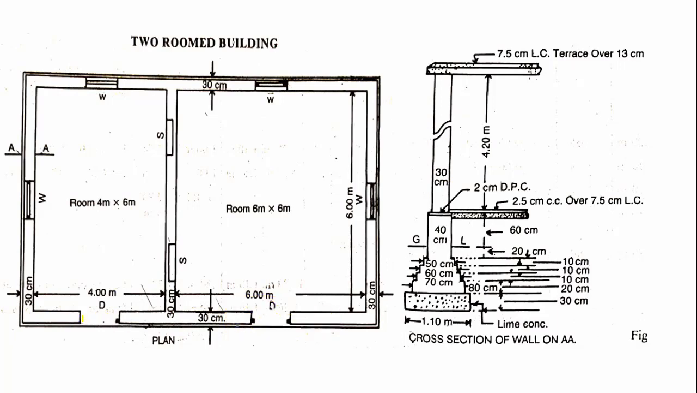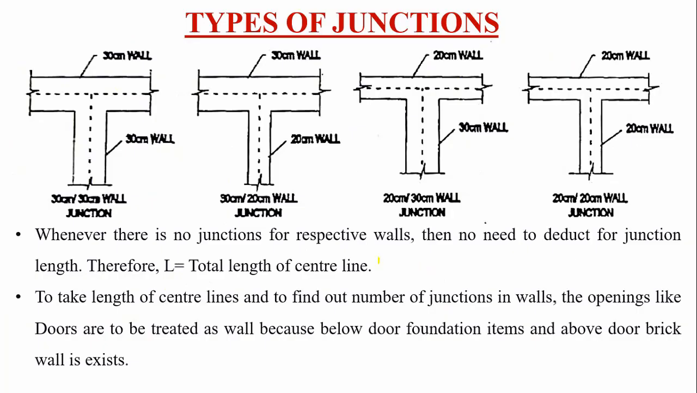Why? Because at the bottom we are going to consider the foundation, as well as above the lintel level. So for example, here if you have the lintel, above the doors also we are going to have the wall, right? So therefore, this length also has to be considered. So length should not be deducted. Afterwards, only for the opening that has to be deducted.